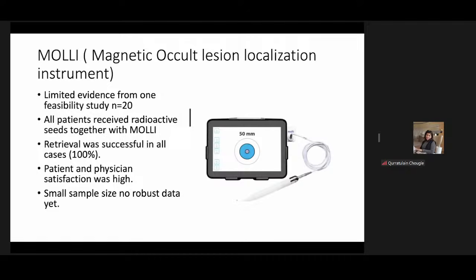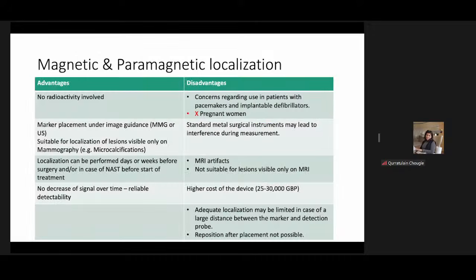Again, about Molly, again, very new. The feasibility study is only available for 20 patients who received radioactive seeds together with Molly, and the retrieval was 100% successful. There was high patient and physician satisfaction, but because of the small sample size, there's no robust data yet.